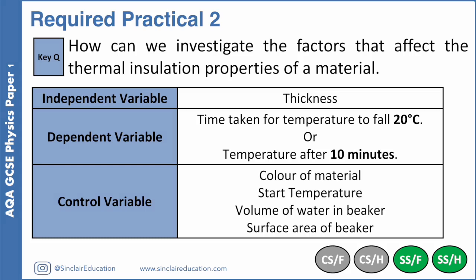Now, with thickness of material, it should mean that the colour of that material, the start temperature, the volume of the water in the beaker, and even the surface area of the beaker should be kept the same. What we could do is actually swap thickness for another one of these variables and investigate that instead. So if we wanted to investigate beyond just thickness, for 2 marks, we'd identify, right, we'll control thickness, but we'll now vary maybe the colour of the material.